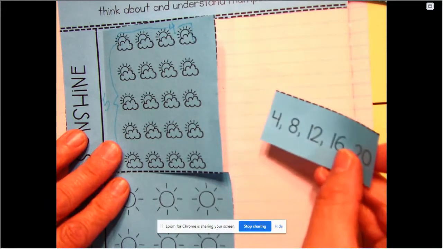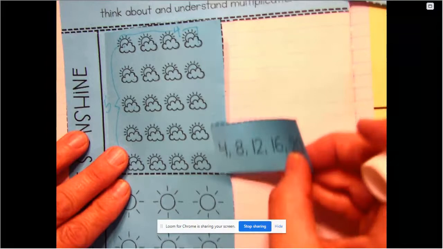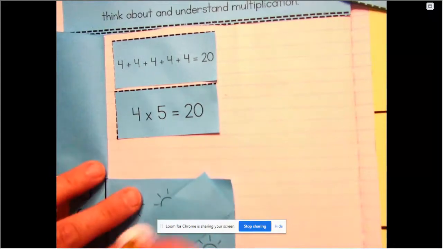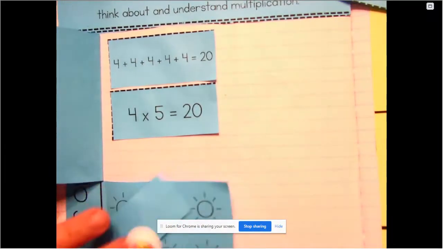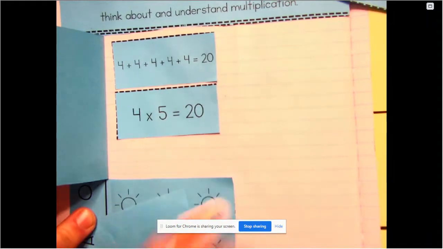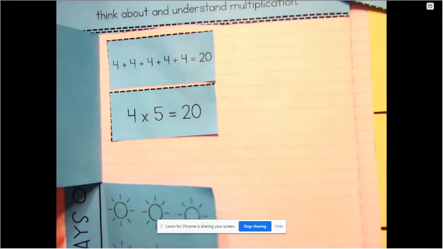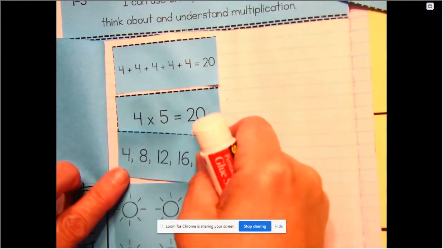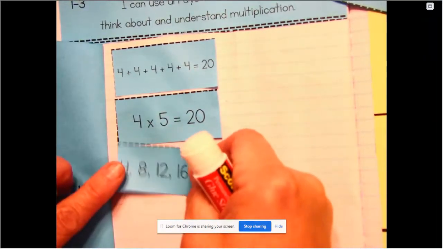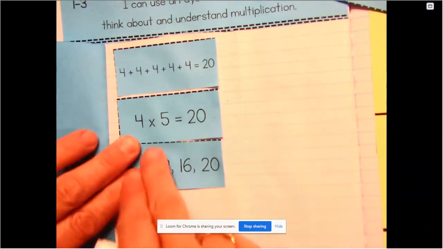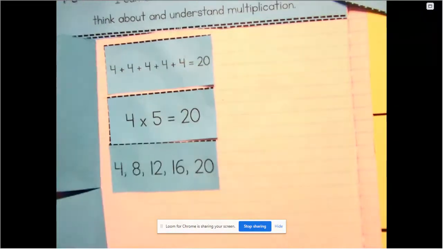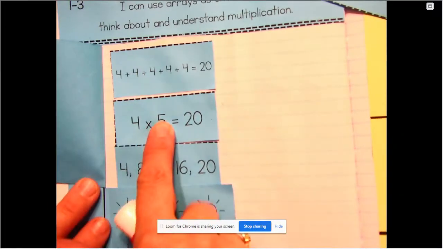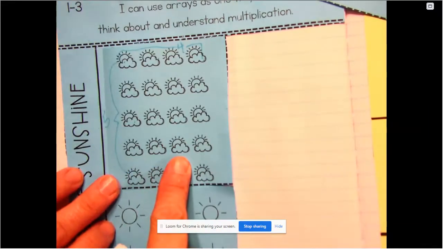And then I see a skip counting. 4, 8, 12, 16, 20. Looks like I have a match. So put a little bit of glue on the back. Okay. Put that right down here. It's kind of tight, isn't it? Okay, Mrs. Martinez should have started higher. All right, so that's the first one. Those are the skip counting, the multiplication, and the addition that goes with this problem.